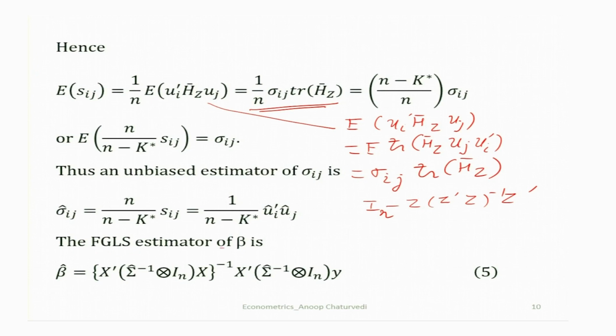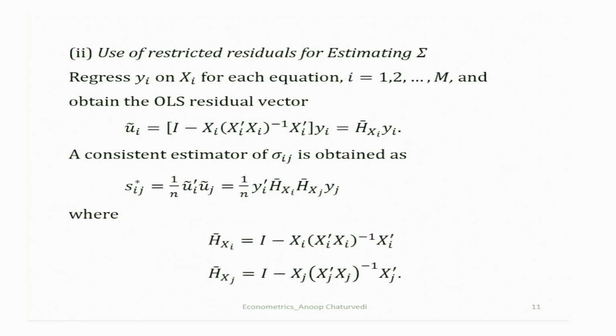Then the feasible GLS estimator of beta is beta hat equal to (x transpose sigma hat inverse Kronecker product I_n x) whole inverse x transpose sigma hat inverse Kronecker product I_n y. So, we simply replace sigma by its estimator here. Now, we consider the second estimator of sigma, which is based on the restricted residuals. So, in this estimator we use restricted residuals for estimating sigma.